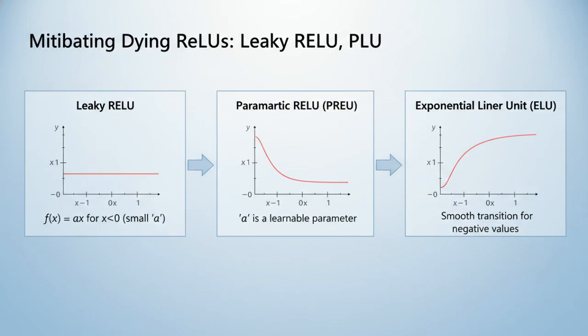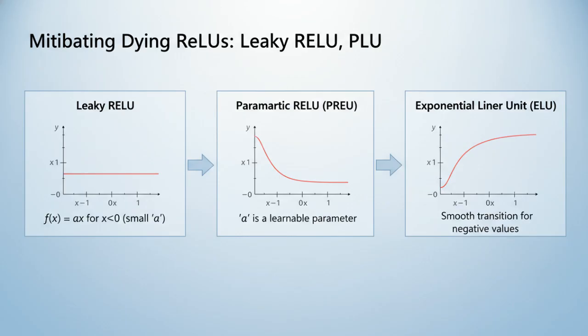To address the dying ReLU problem, several variations have been proposed. Leaky ReLU introduces a small, non-zero gradient for negative inputs. Instead of outputting zero, it outputs a small positive slope a times the input. f(x) equals ax for x less than 0, where a is a small constant like 0.01.